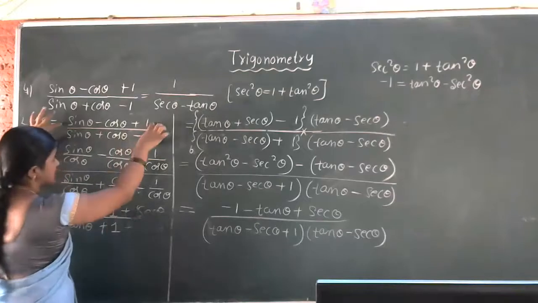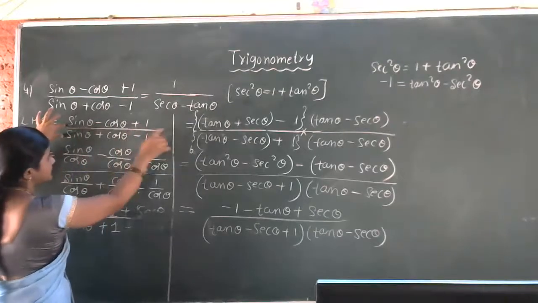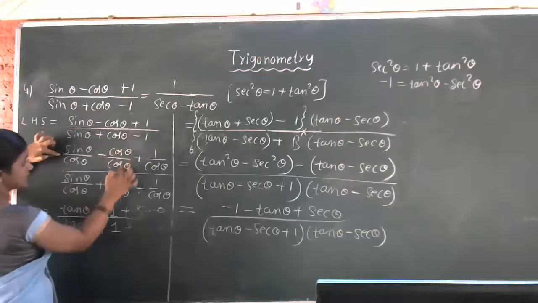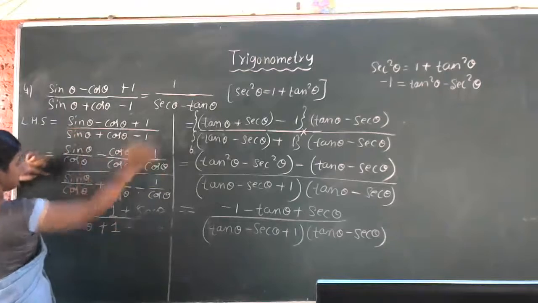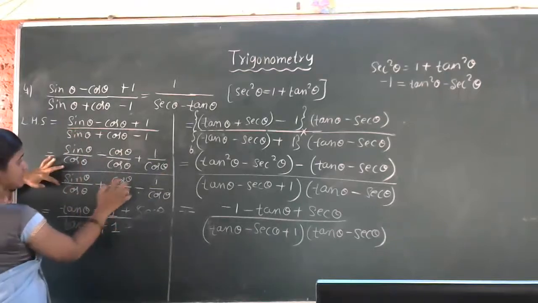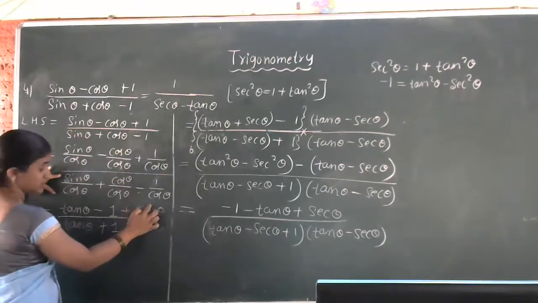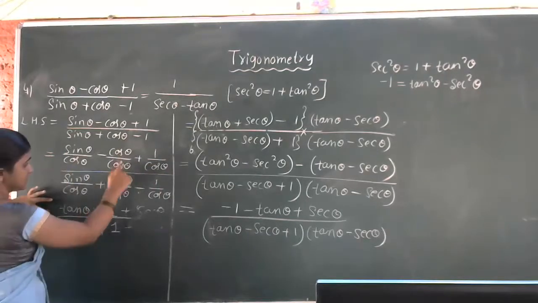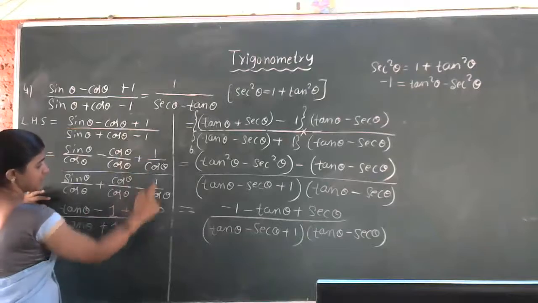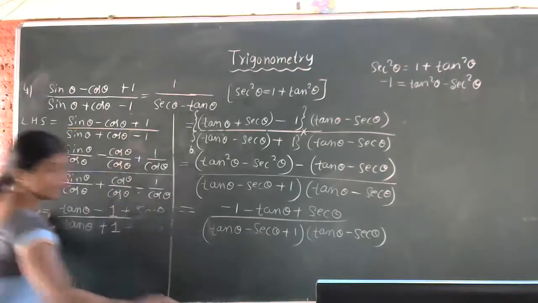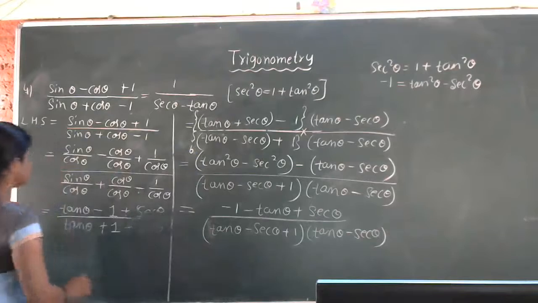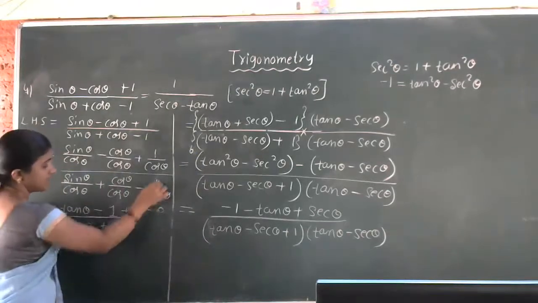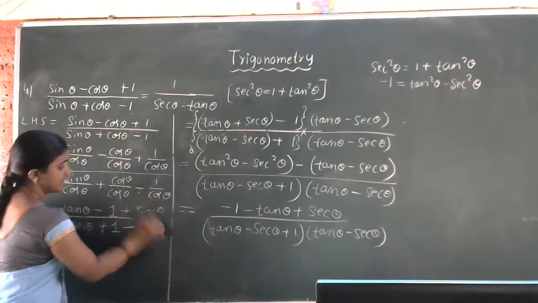For this LHS part, first we have to divide the whole expression by cos theta. Then sin theta by cos theta minus cos theta by cos theta plus 1 by cos theta, divided by sin theta by cos theta plus cos theta by cos theta minus 1 by cos theta. Then in the next step, sin theta by cos theta is tan theta, minus cos theta by cos theta is 1, plus 1 by cos theta is secant theta. So that is divided by sin theta by cos theta, which is tan theta, then cos theta by cos theta is 1, minus 1 by cos theta is secant theta.